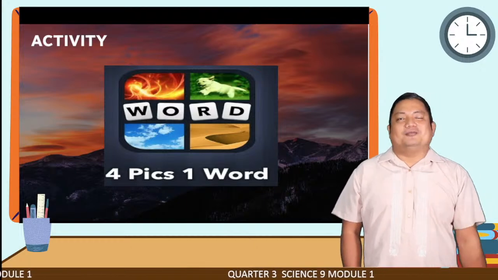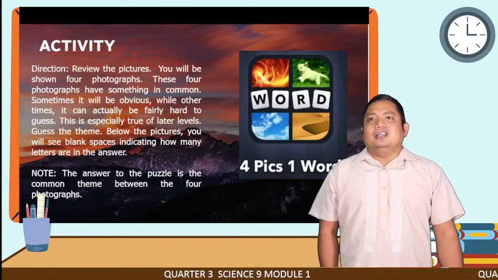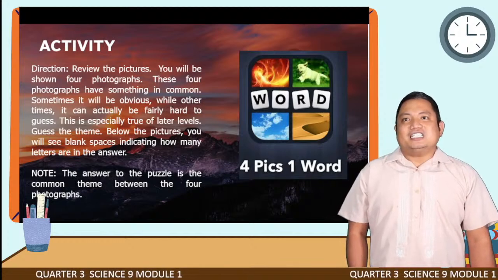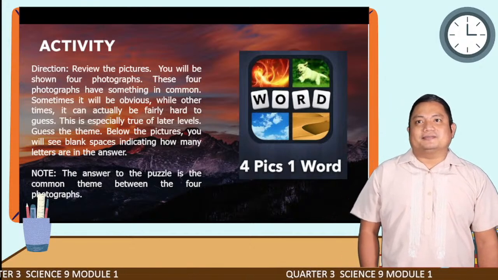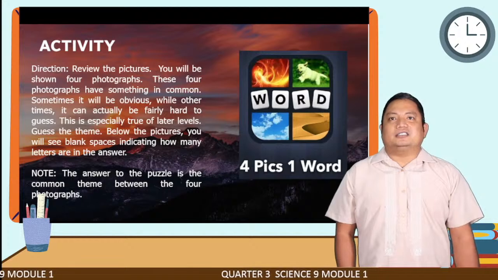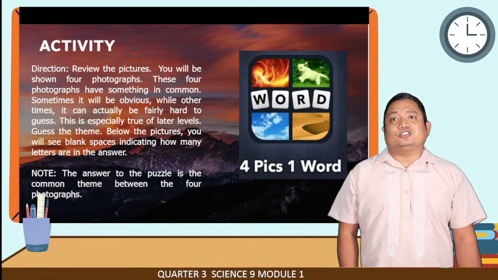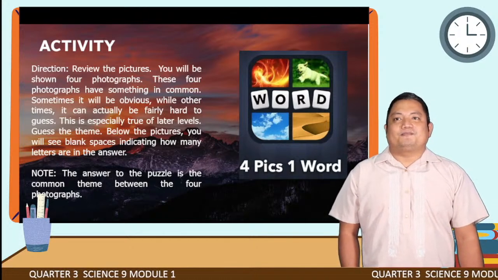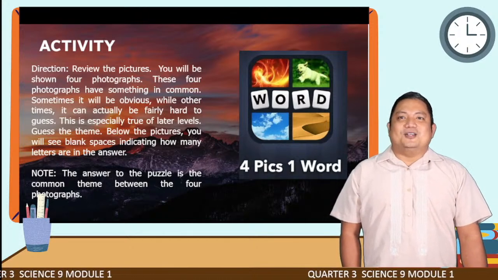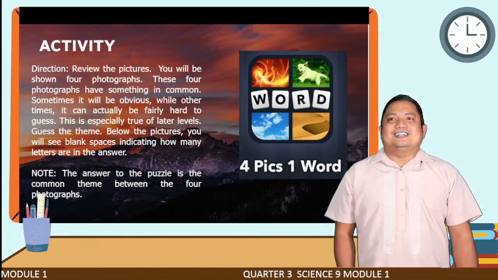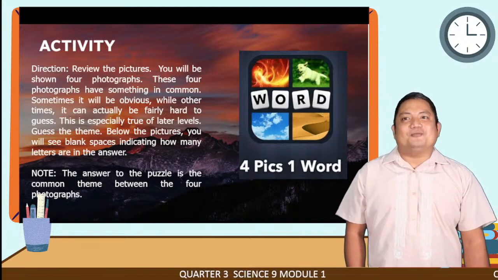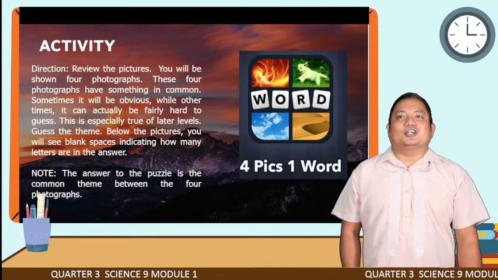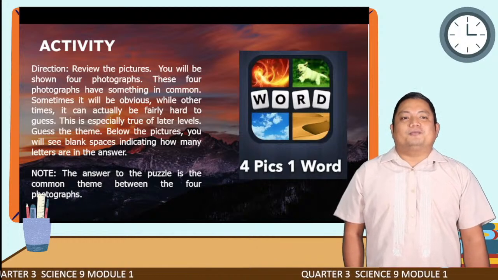I know you are familiar with this. Review the pictures. You will be shown four photographs. These four photographs have something in common. Sometimes it will be obvious, while other times it can actually be fairly hard to guess. This is especially true of later levels. Guess the theme. Below the pictures, you will see blank spaces indicating how many letters are in the answer. Take note, the answer to the puzzle is the common theme between the four photographs.